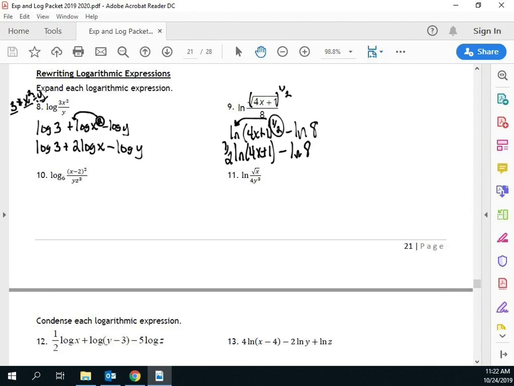Number 10, which is base 6. So my bad. I saw log base 6 and I was thinking 6 in my head. Sorry. So number 10. The x minus 2 is already together, guys. So there's no separating that. That stays together. So it ends up being log base 6 of x minus 2 squared.